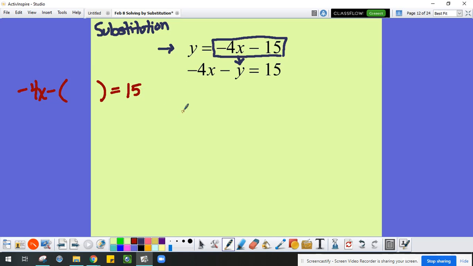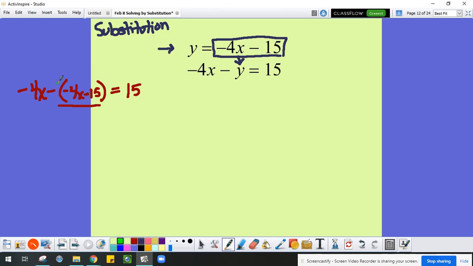Don't do it accidentally. Do everything on purpose and carefully. So this is my bottom equation: negative 4x minus y equals 15. In the place of y, I have a whole expression, negative 4x minus 15. So I'm replacing y. I'm substituting it.